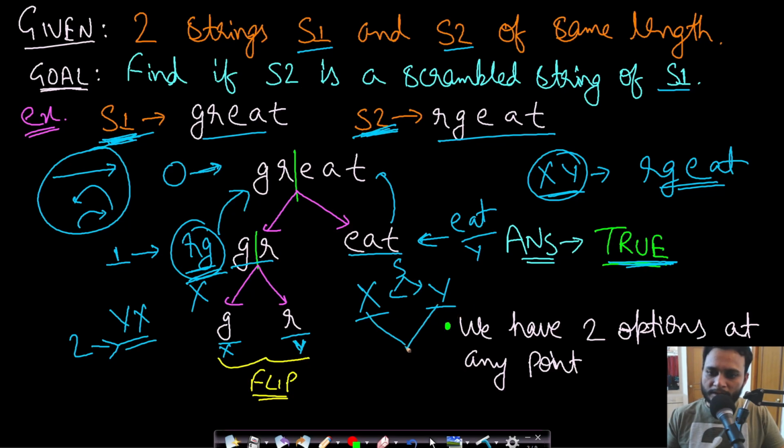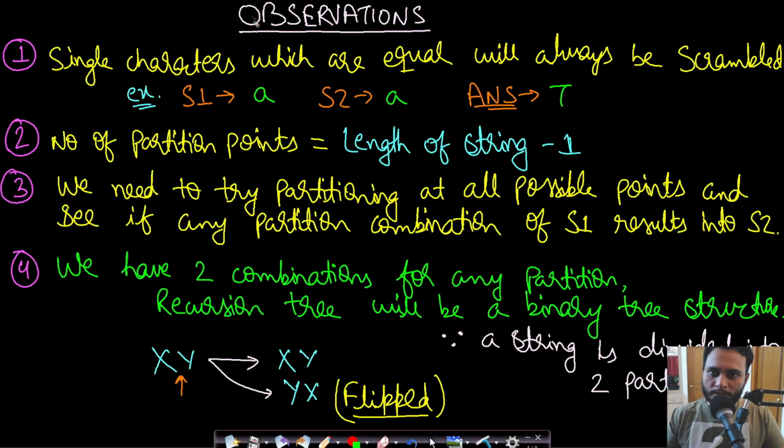Now again, when we are moving up the call, like when we are making the tree call, you can assume it like a tree call. So when we are moving up the tree, then we will have to merge them together, merge the two substrings, and we can merge them in two possible ways.